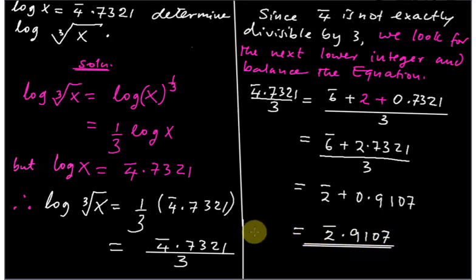This here is the same as the logarithm of the cube root of x equal to bar 2.9107. This is what we were supposed to look for, and now we have it here, equal to this.